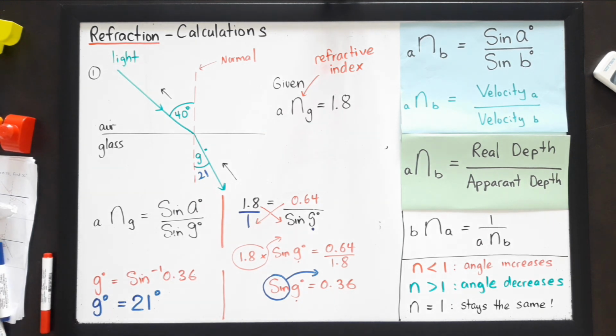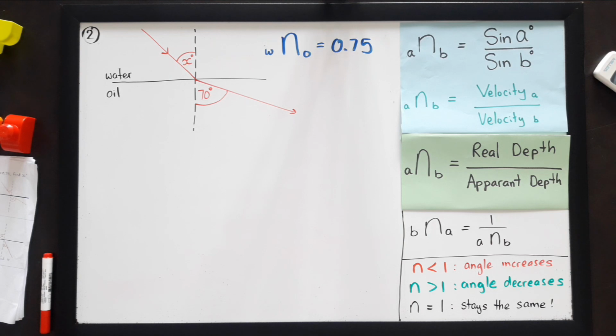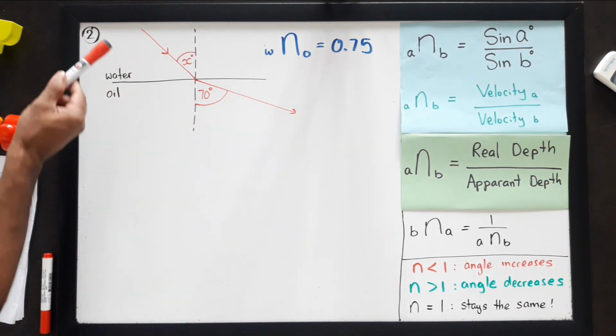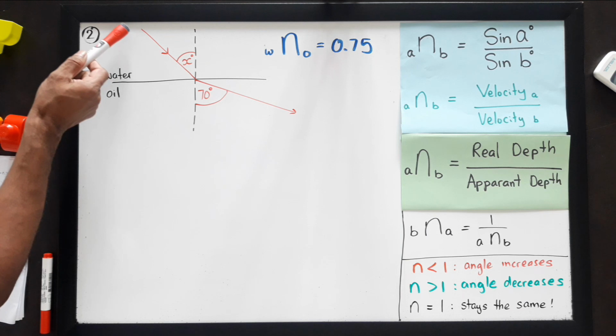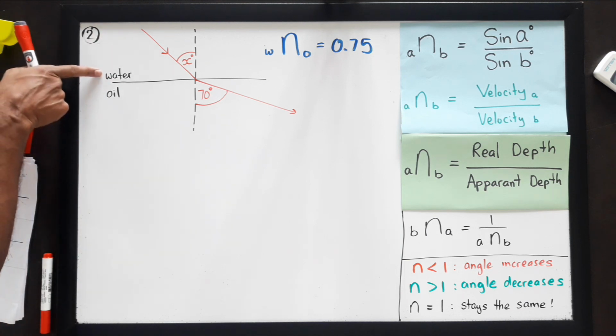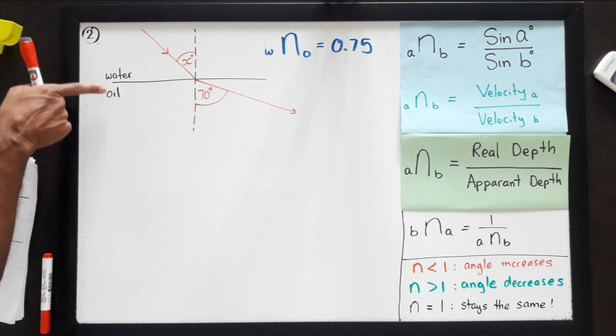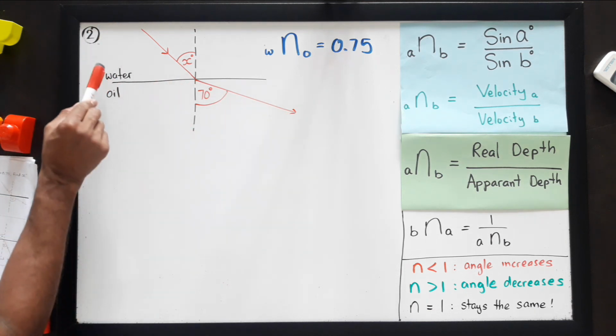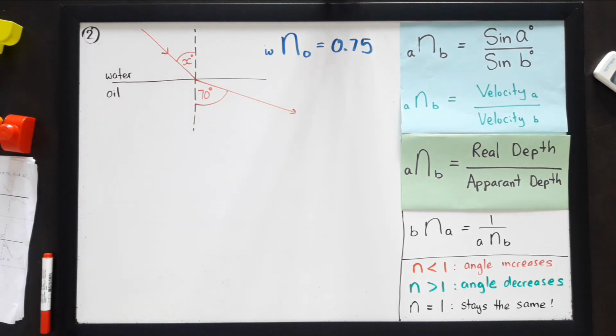Alright, question 2. Here we have a light ray. Once again, it doesn't always have to be light for these formulas to apply, and that's using light. Let's say we have a red beam of light that is trying to go from water into oil. So it's going from water into oil. The angle in the water is x, the angle in the oil is 70.